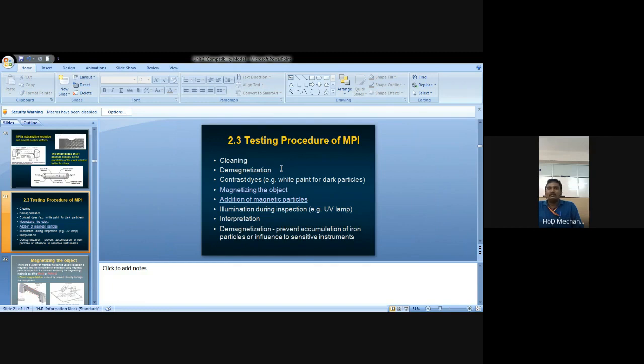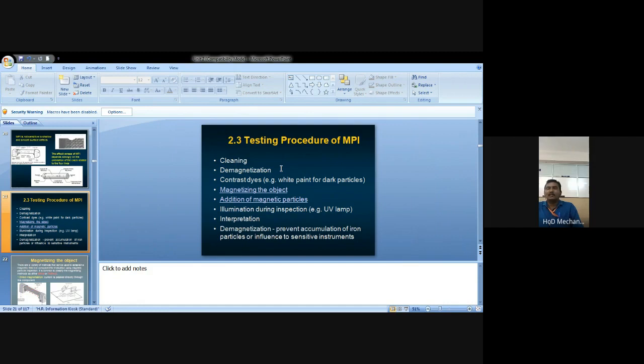Then we have to magnetize the given testing specimen, and we have to add the magnetic particles on the surface of the testing specimen to be inspected. And another one is the illumination during the inspection. Example, ultraviolet lamp, to easily check with the naked human eye. So we have to use a UV lamp for inspecting the defect in the testing specimen.